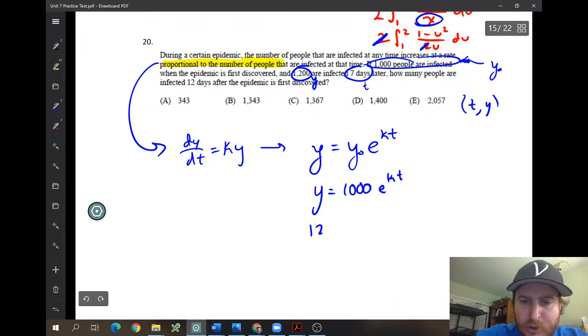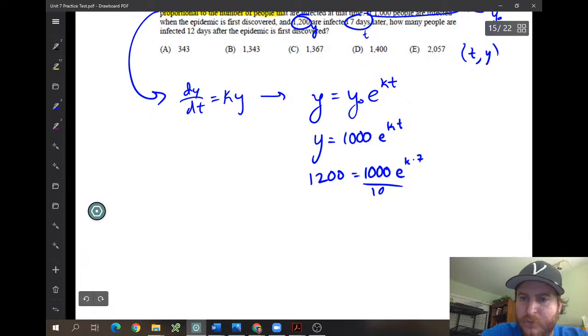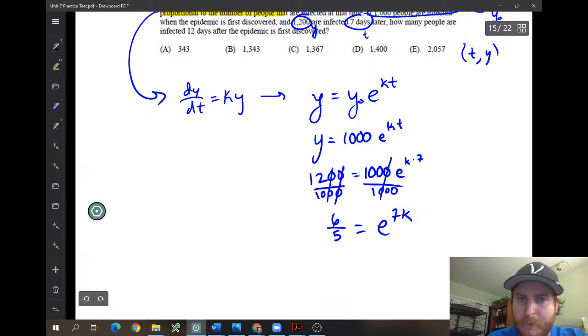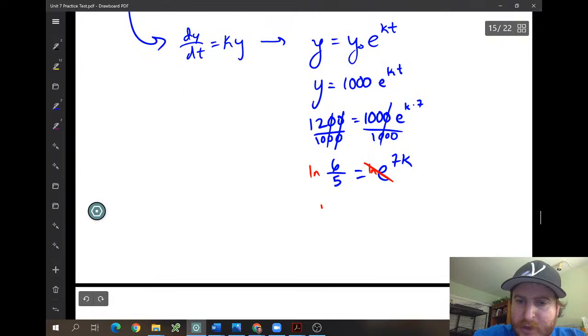out what k is. So 1,200 equals 1,000 e to the k times 7. Well, let's divide by 1,000. So 12 over 10 is 6/5. So 6/5 equals e to the 7k. Now let's take the ln of both sides. Those will cancel out, and so I'm going to get the ln of 6/5 equals 7k. Divide by 7, and we'll get the ln of 6/5 over 7 equals k.